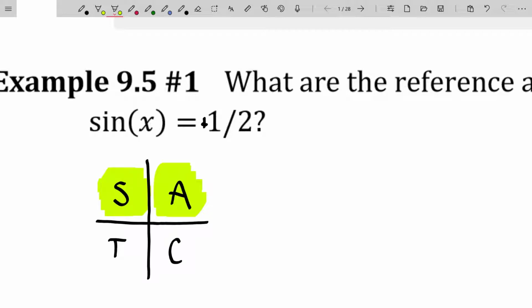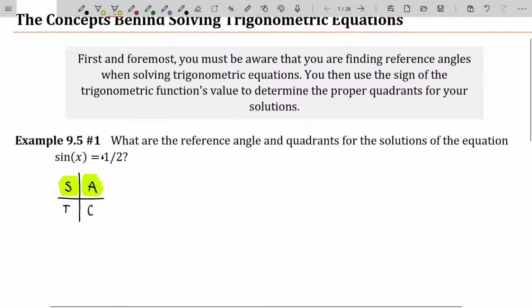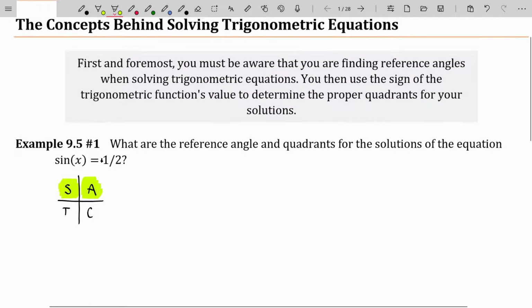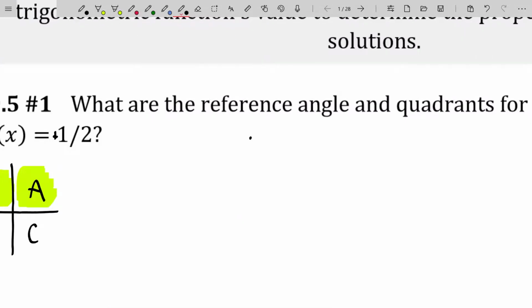One set is emanating from quadrant 1, and one set of solutions emanates from quadrant 2. So in this first example, what are the reference angle and quadrants for the solutions of the equation? Well, we know the quadrants are 1 and 2, so let's go ahead and write that in here, quadrants 1 and 2. And then the reference angle.